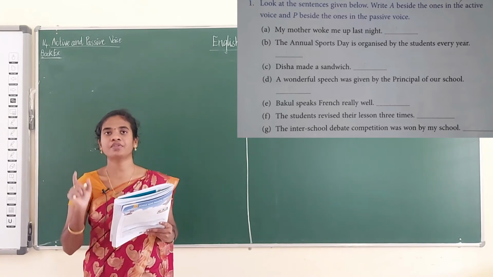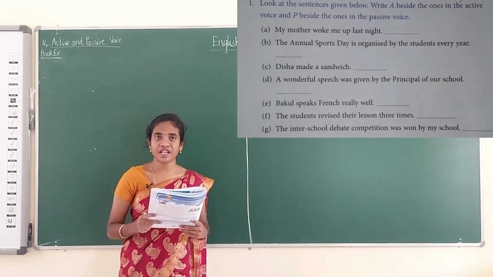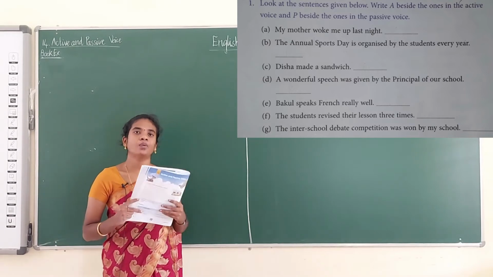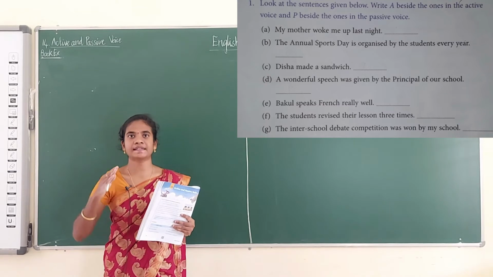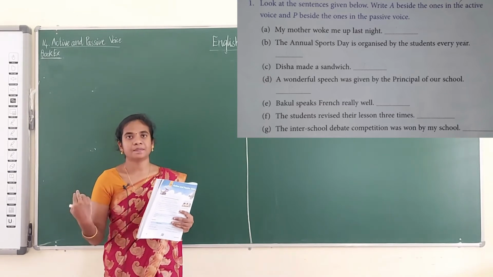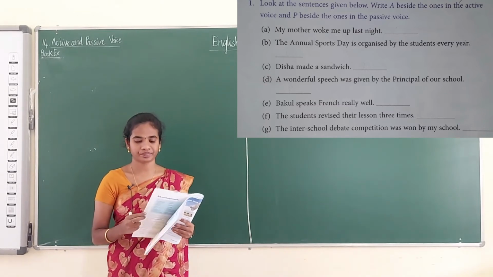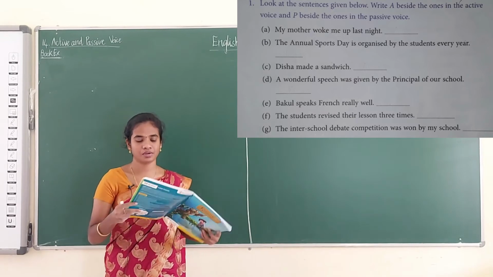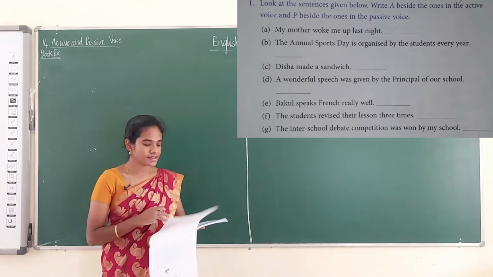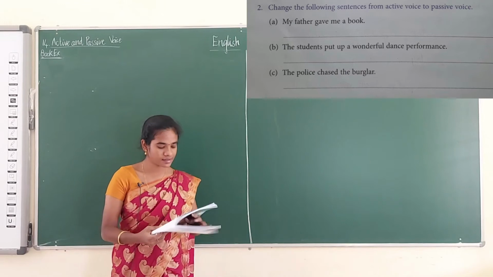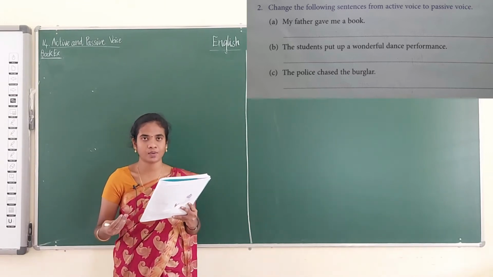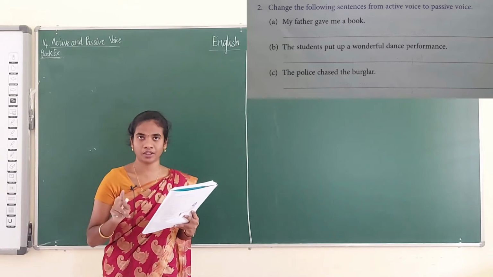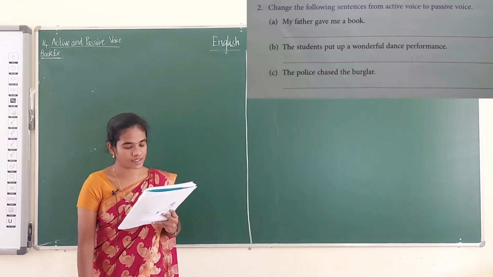Okay, what is the structure of an active voice? That is subject plus verb plus object. And what is the structure of passive voice? Subject plus be verb plus past participle plus by plus object. Okay, these are the things you have to remember. Then the next exercise is the second exercise. Now see this image. Change the following sentences from active voice to passive voice. Here the questions are given in active, you have to change them into passive voice.